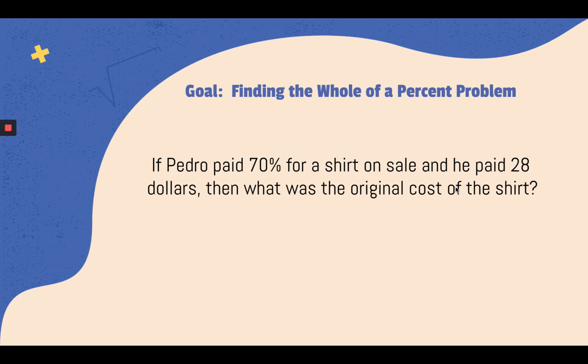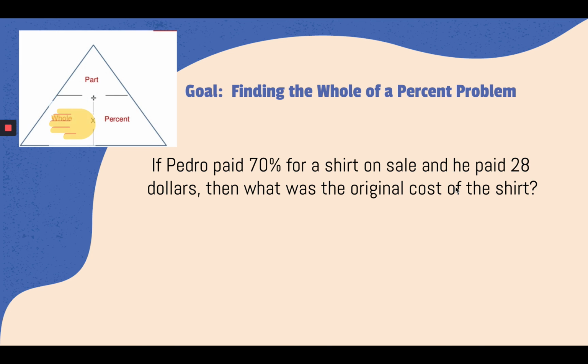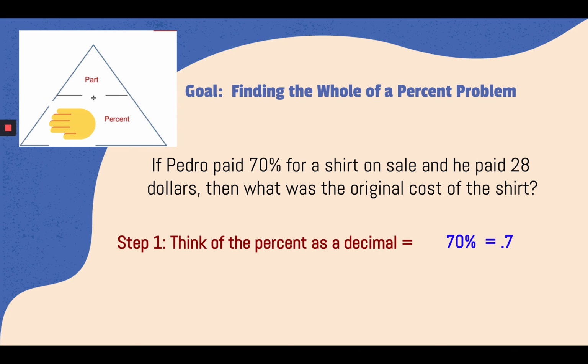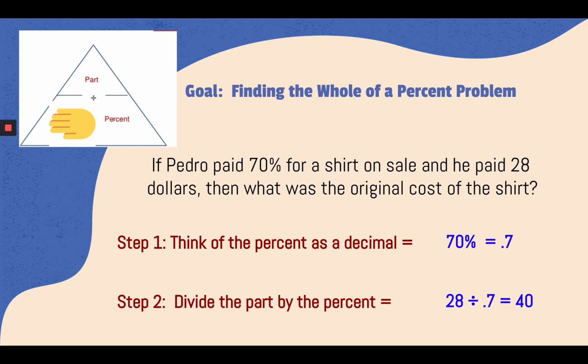So 28 is the part and 70 is the percent. So we're looking for the total. Think of that percent as a decimal. 0.7 is 70%. And then it would be the same process. 28 divided by 0.7, which is going to give you an original amount or an original cost of $40.